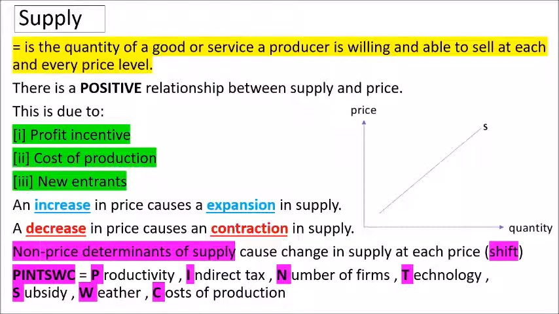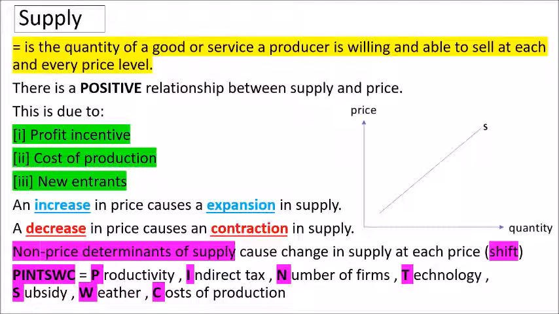Supply will shift outwards if productivity improves, if there's a cut in an indirect tax, if the number of firms increases in a market, if the technology gets better, if a subsidy is awarded, which is a financial package given to firms by the government, if the weather is more favourable to agricultural production, or if costs of production decrease. They will all cause supply to shift outwards.